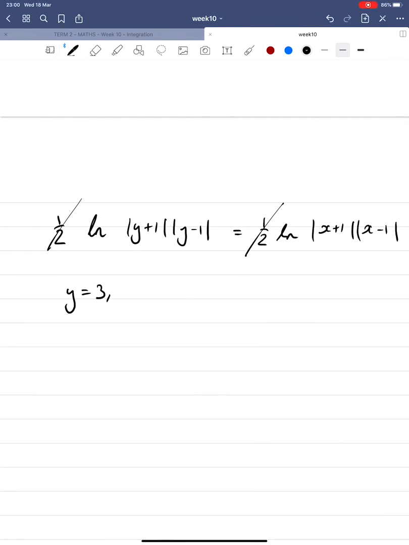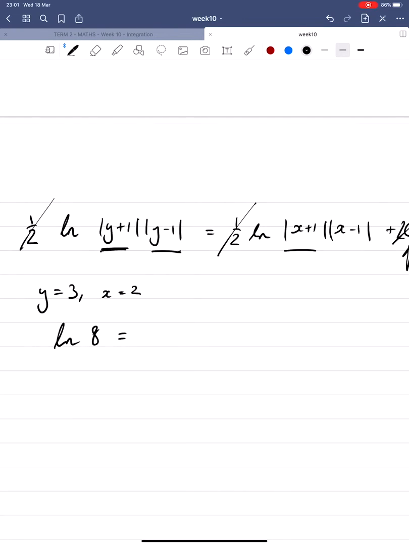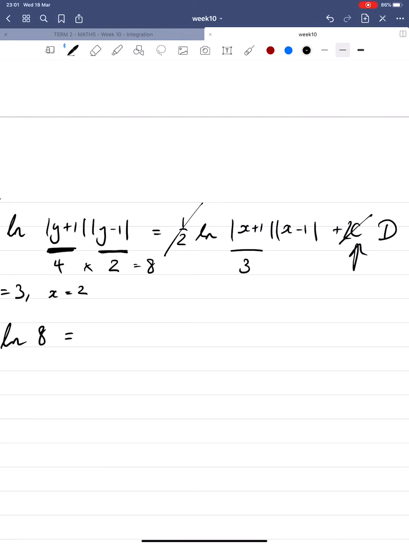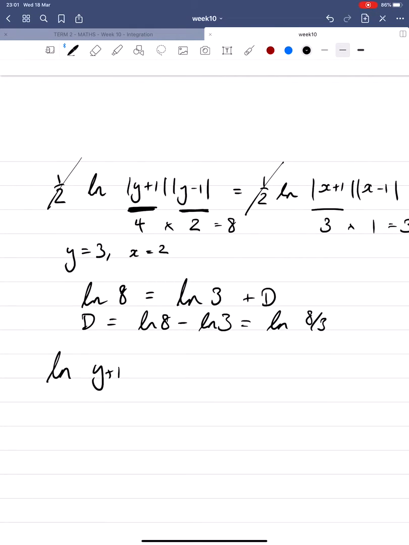So I had when y is equal to 3 and x is equal to 2. So I've got ln of 3 plus 1 is 4, and 3 minus 1 is 2, so ln of 4 times 2, that's 8, is equal to, so when x is 2, I get 2 plus 1 is 3, 2 minus 1 is 1, so that's ln 3 plus d, which means d is ln 8 minus ln 3, which is ln 8 over 3. So the answer then would be that.